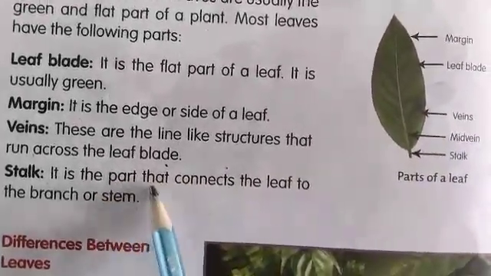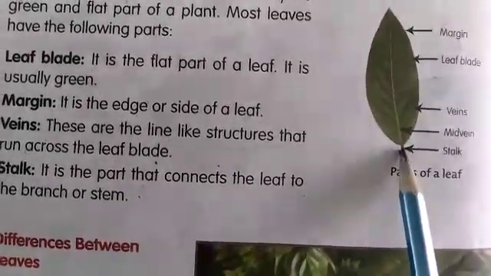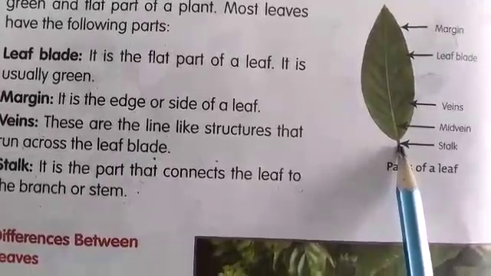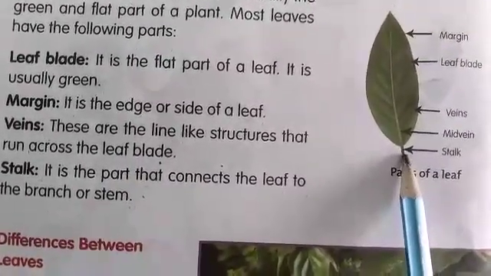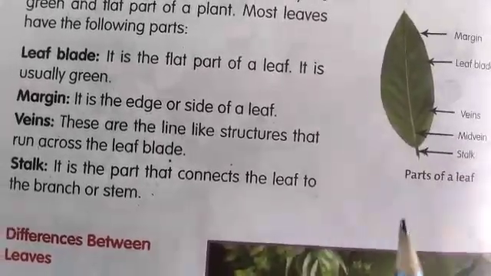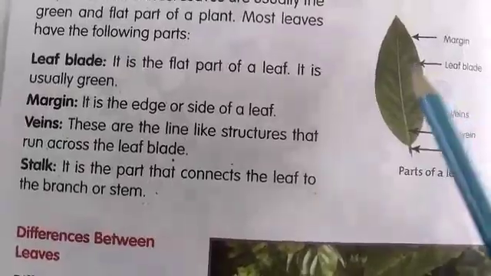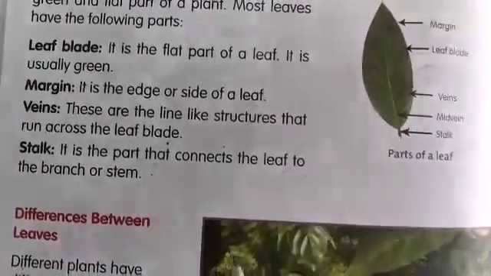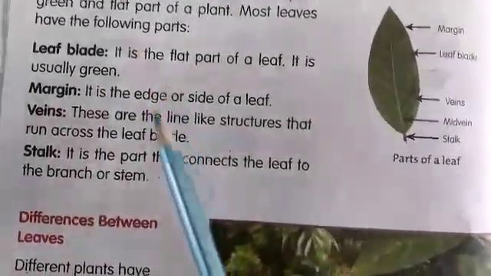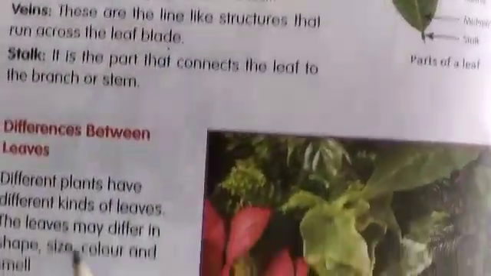And stalk, it is the part that connects the leaf to the branch or stem. Here you can see the small stalk. With the help of this stalk only the leaf will get attached to the branch or stem. So these parts you are going to label: draw the leaf and label the parts of it. Even you have to learn this, so you may get this in objective type, children.